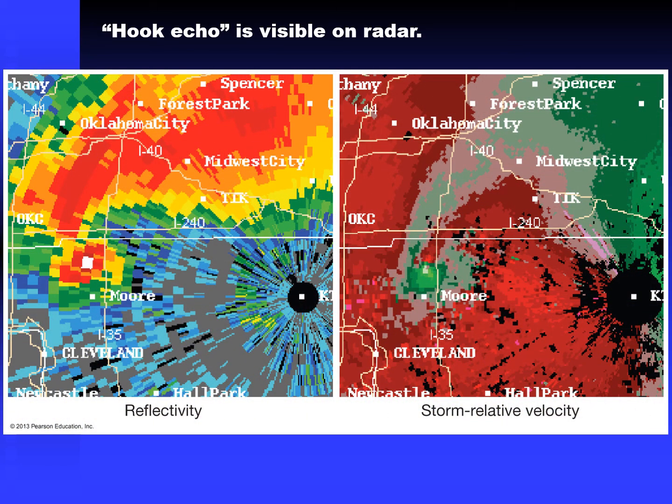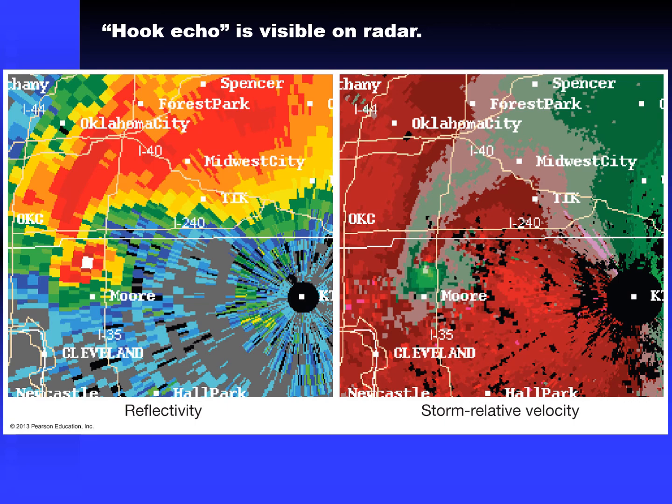Okay, so what do we mean by a bow echo or a hook echo? That's what you see here. And there's 2 different radar images. There's reflectivity on the left and then velocity on the right. And notice where that town is. That's called Moore. Is that necessarily Moore, Oklahoma? Actually, it might be. Moore, Oklahoma has been hit with large tornado outbreaks more than once in recent decades.